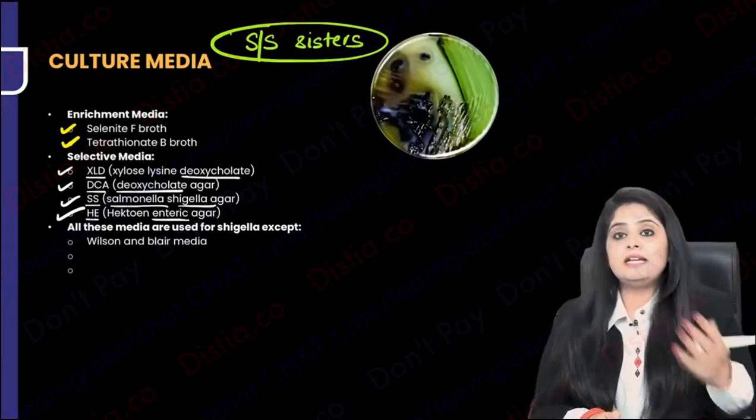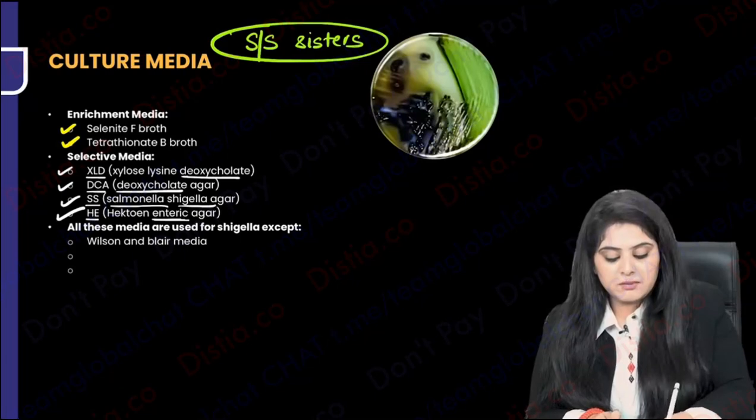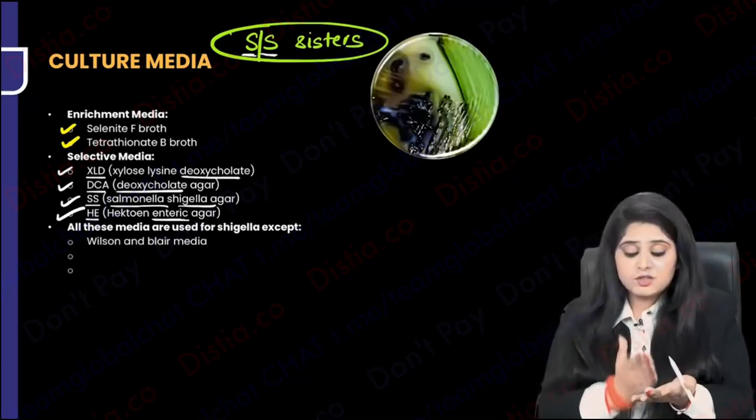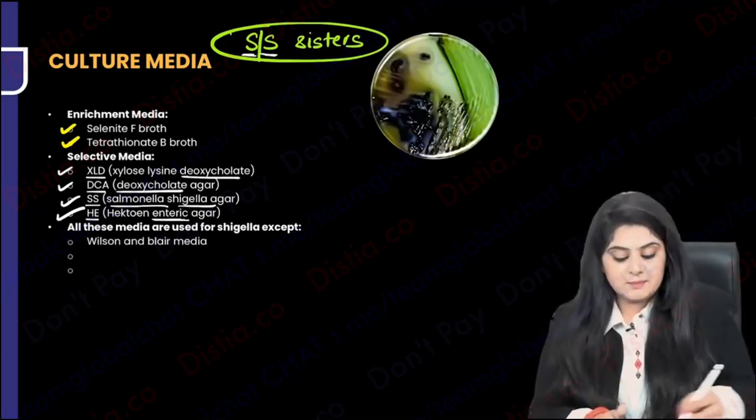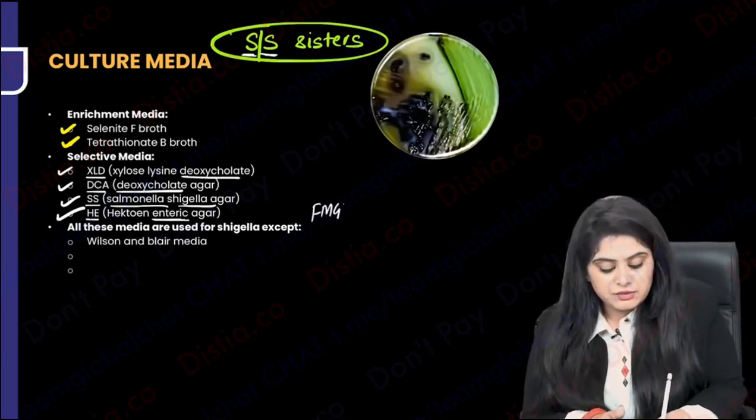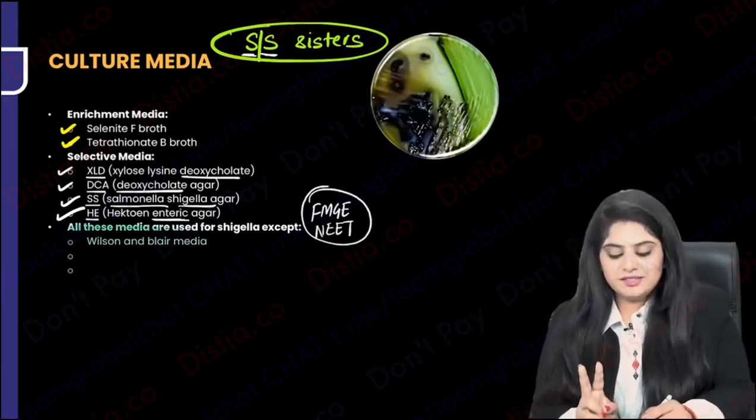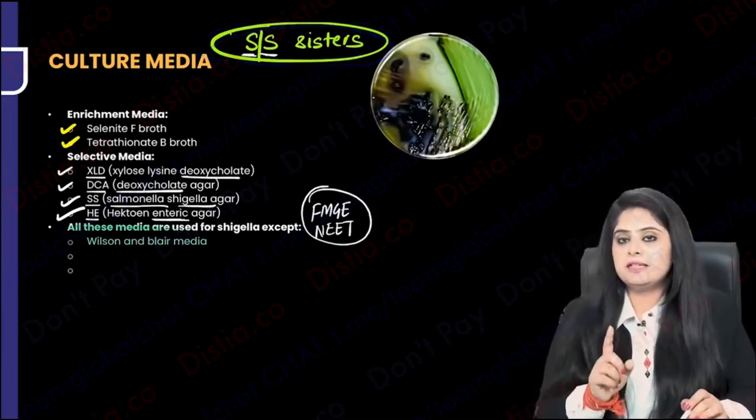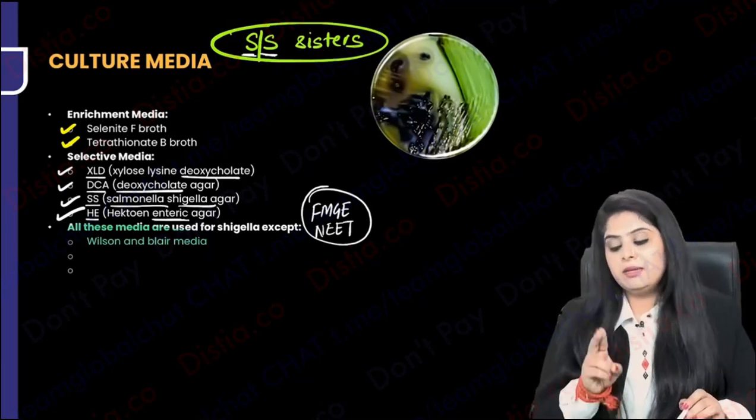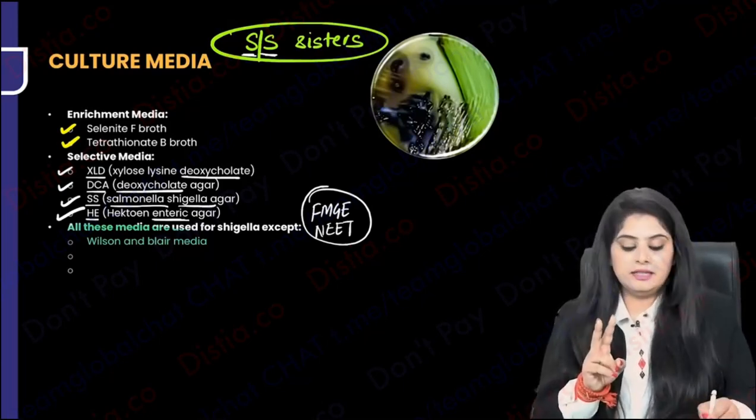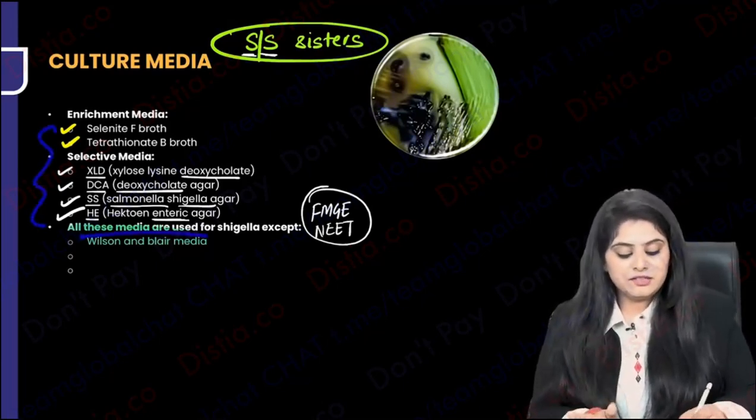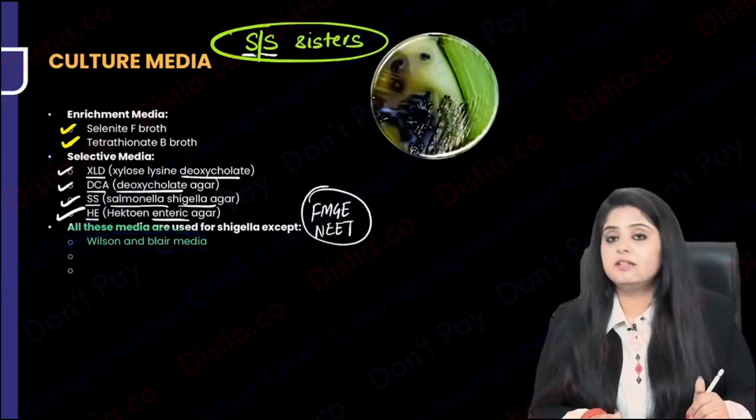The word enteric will tell me enteric fever. So this was the same for Salmonella and Shigella, but you'll say, ma'am, there has to be a point where you differentiate between them. And this is the recent FMG as well as the NEET PG question, and that is the Wilson and Blair medium. So tell me, who created a fight between these two sisters? There's a boy named Wilson. He came and these two sisters ended up separating. Till now, they were together. Wilson and Blair came and created a problem.